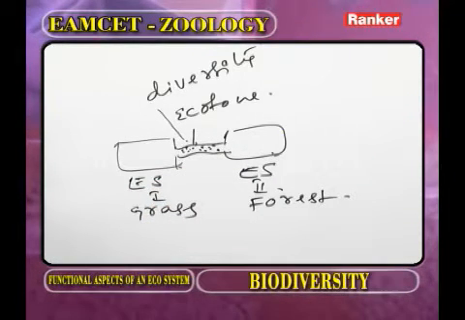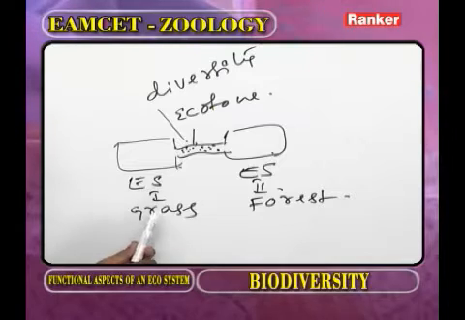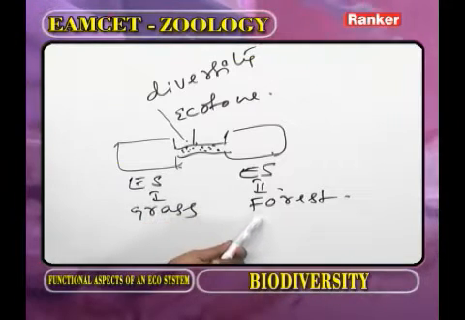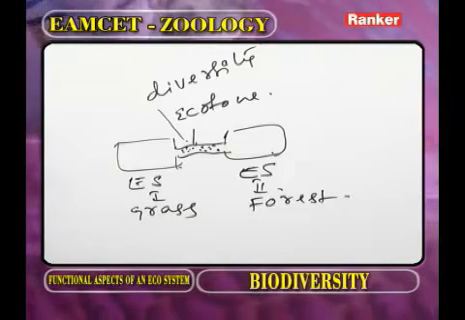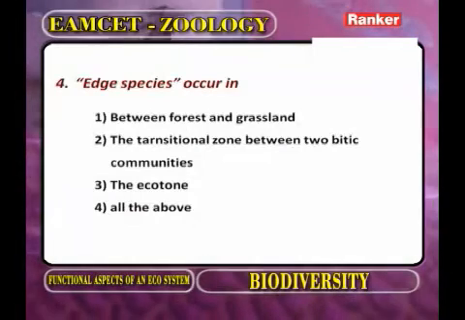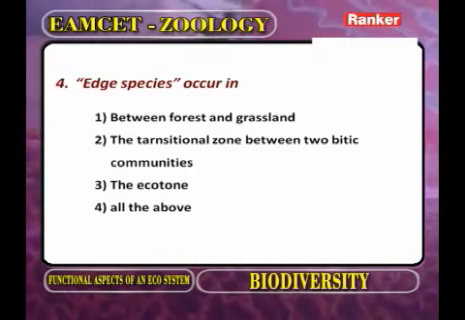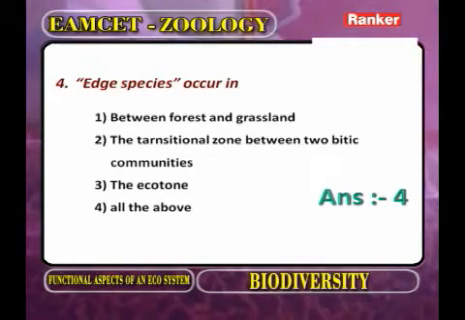Here we have taken what type of ecosystems? One is grassland and the second one is forest area. Now for this question, what is the correct answer? All three statements are correct. Now we go for the next question.